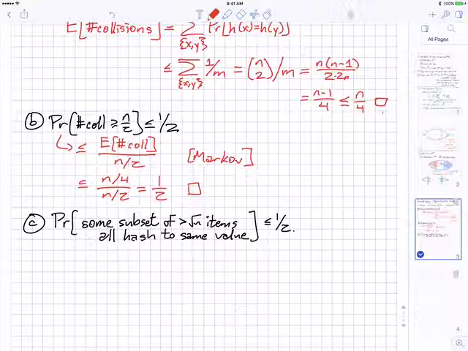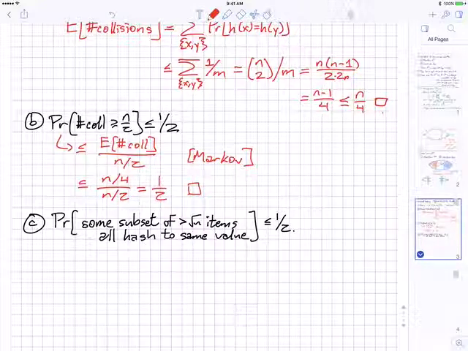And there's a hint. Use part B. So, the obvious thing to try, or one natural thing to try, is show that this probability down here is smaller than that probability that I bounded in part B. Okay.